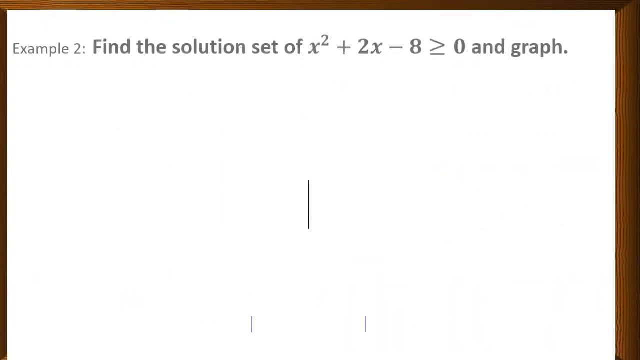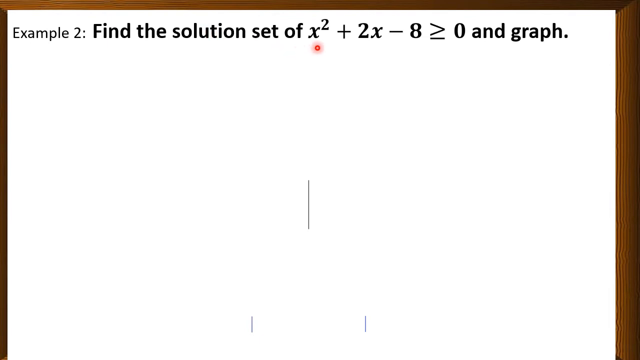Now let's have the second example. Find the solution set of x squared plus 2x minus 8 is greater than or equal to 0, in graph. So same with the first example, we have to copy the inequality, since the inequality is already in the standard form. Next, replace the inequality symbol by an equal sign. Now we have a quadratic equation in standard form and we are going to solve for x. So we're going to use factoring.